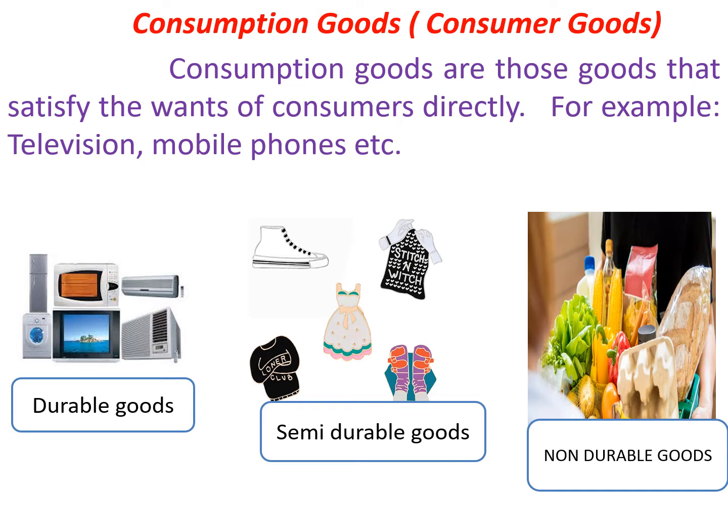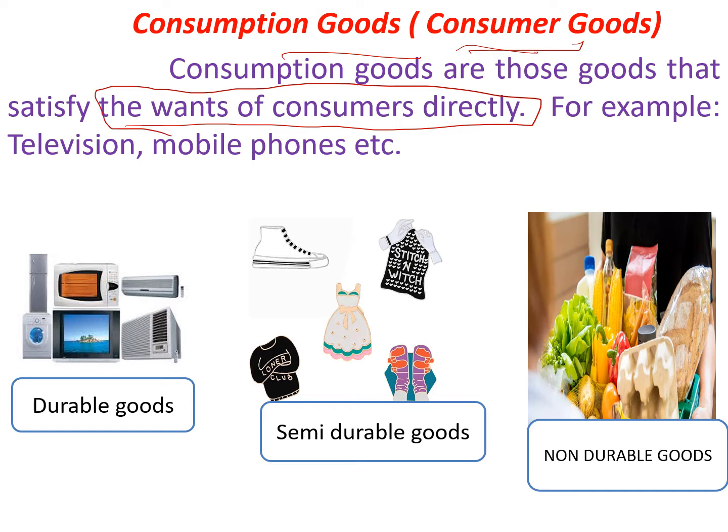Next one is consumer goods or consumption goods. The other name for consumer goods is consumption goods. Consumption goods are those goods that satisfy the wants of consumers directly, for example television, mobile phones, etc. It has three types: durable goods, semi-durable goods and non-durable goods.